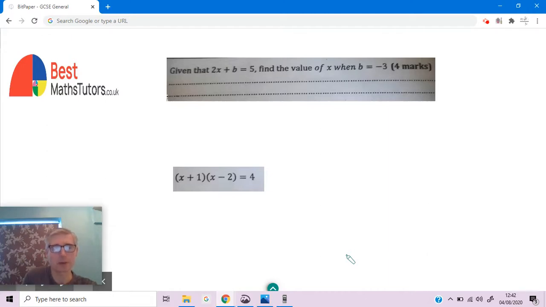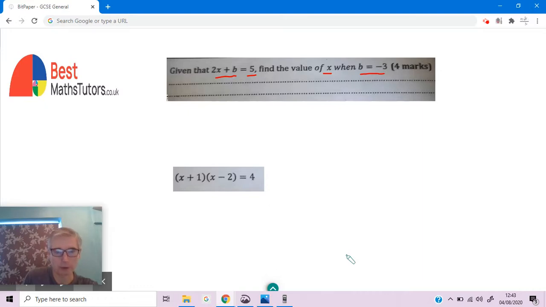So this first one is where we're given that 2x plus b is equal to 5, and we've got to find the value of x when b is equal to -3. So it's actually a substitution question. What we've got to do is replace the b by the value that's been given there. So we can see b's been given as -3.